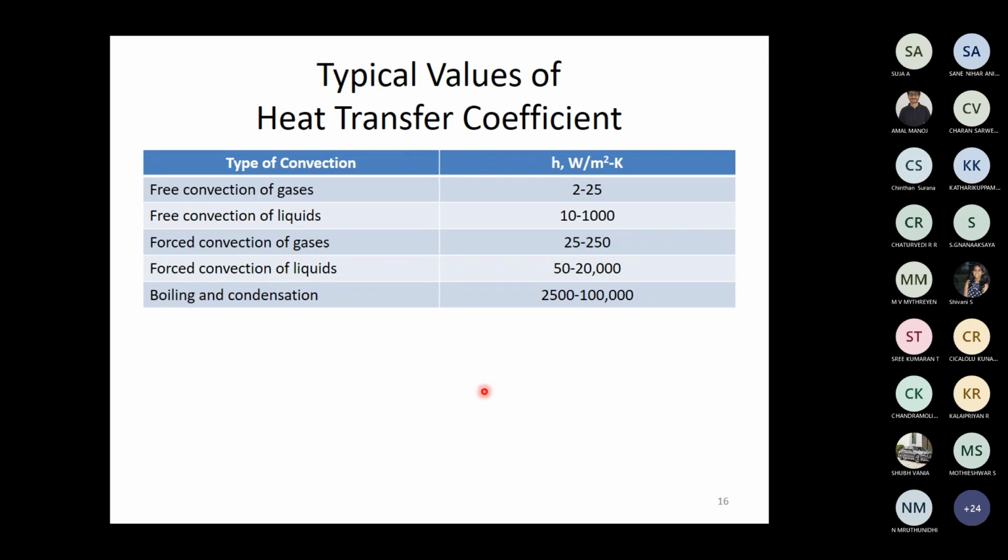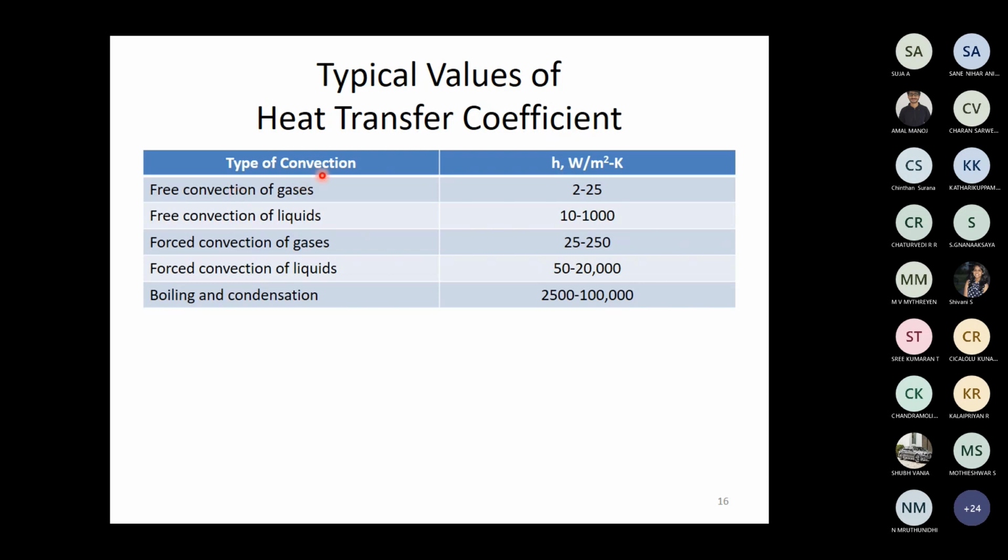Now, what are the typical values of the heat transfer coefficient? You see here, there are typical values given to us. When the convection is free convection of gases, remember gases and free convection, then the value of H is in the range 2 to 25. That means if you are trying to cool a cup of coffee by just putting it on the table, its heat transfer coefficient will be in this range, 2 to 25 watt per meter square Kelvin. So it will take a long time to cool down.